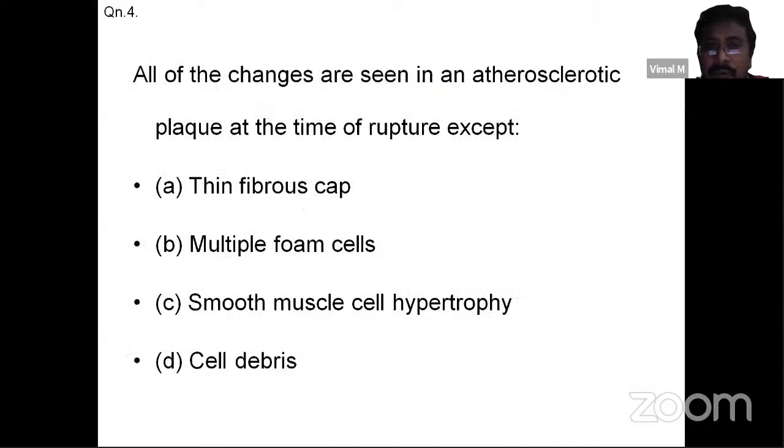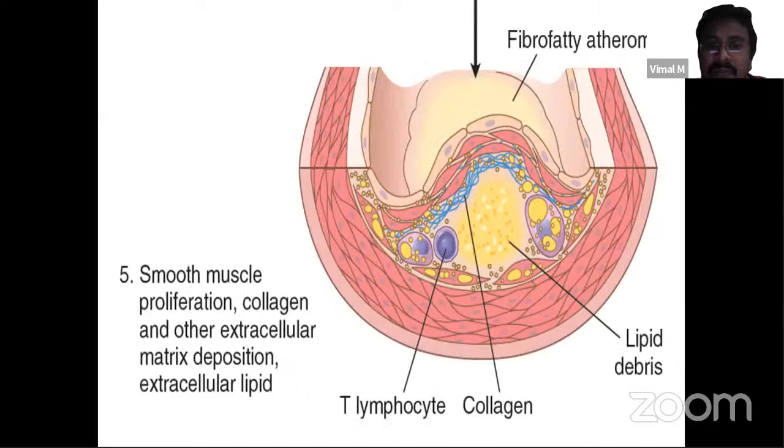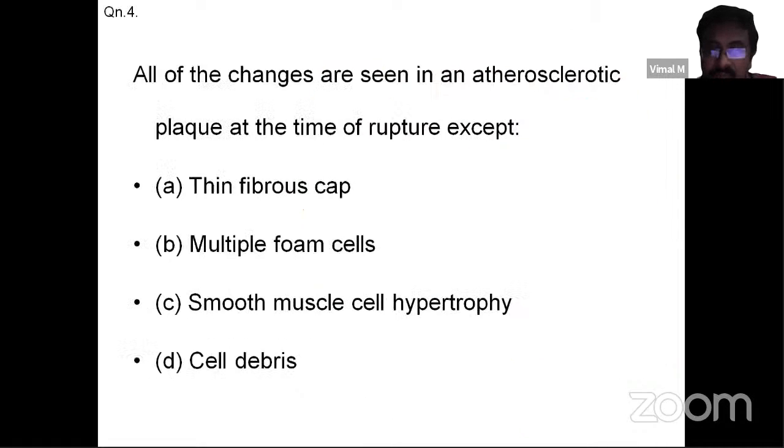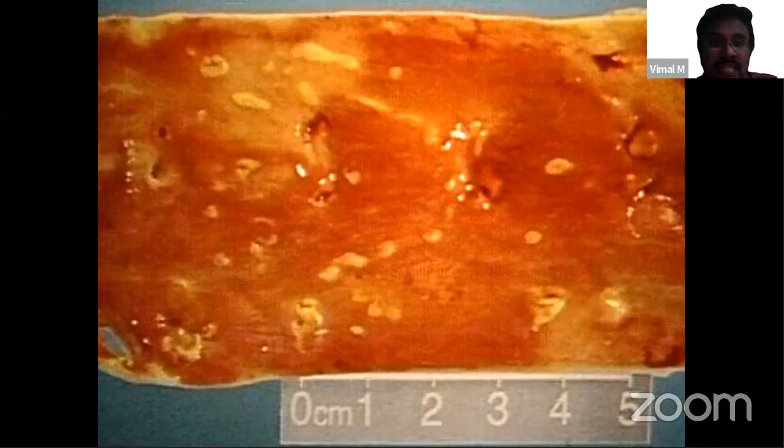And obviously you know that any atheromatous plaque will have cell debris. I told you that in the center you will have a central necrotic core, which is very soft and yielding, consisting of cell debris. So the answer here is smooth muscle cell hypertrophy. This is how an atherosclerotic plaque appears, like a yellowish elevated structure.